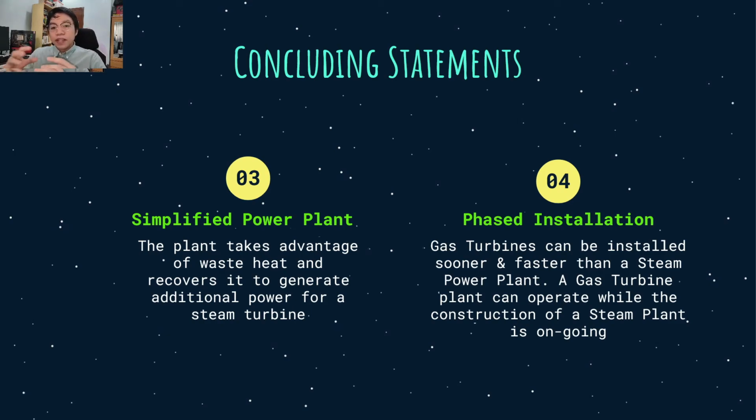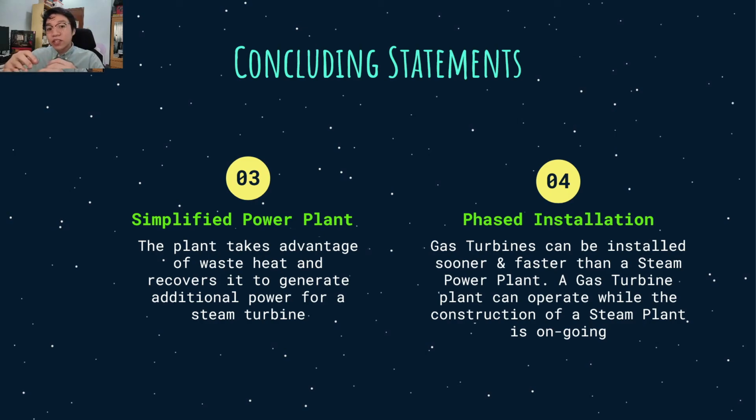Now, this might not be so important during the operation of the combined gas power plant itself, but for different petrochemical companies, for different EPCs or engineering, procurement, and construction companies, having a phased installation for your power plant can be an advantage. This is because gas turbines can be installed sooner and faster than a steam power plant.